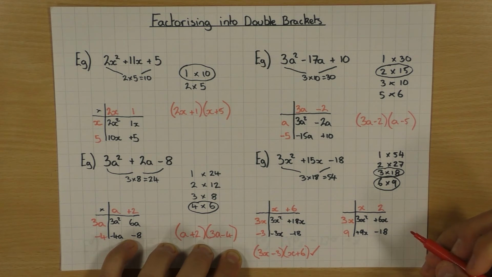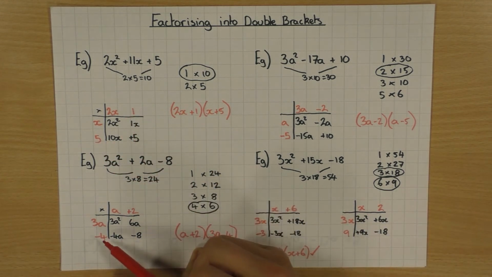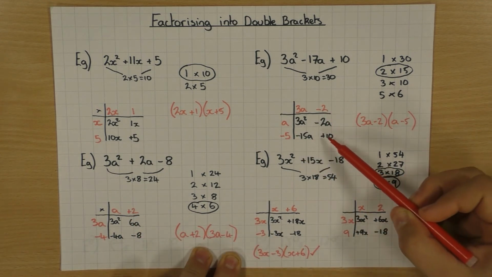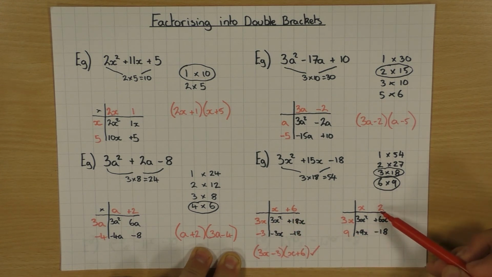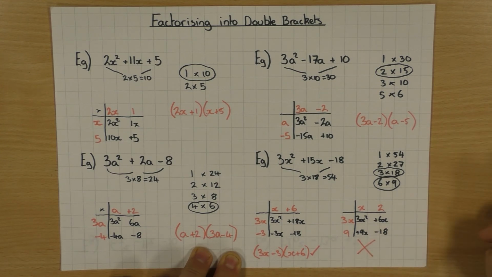Now, this is where you can spot it's wrong. Just like in all the other ones here, when I checked, 5 times 1 is 5, minus 4 times 2 is minus 8, minus 5 times minus 2 gives me plus 10, and then minus 3 times 6 is minus 18. Here, 9 times 2 gives me plus 18. Well, I want minus 18, so that's why that one does not work. Because 9 times 2 is plus 18, I want minus 18. So that's the pair that I needed to use.